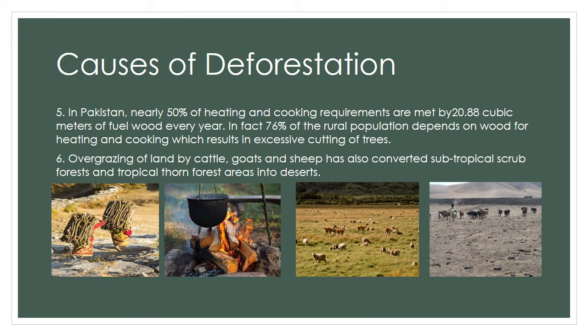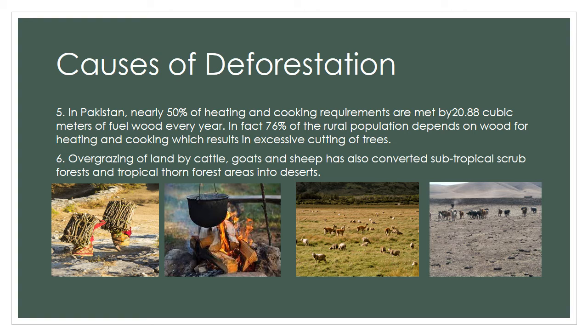In Pakistan, nearly 50% of heating and cooking requirements are met by 20.88 cubic meters of fuel wood every year. In fact, 76% of the rural population depends on wood for heating and cooking, which results in excessive cutting of trees. We know that in northern areas of Pakistan and many other areas, we do not have a natural gas supply. So people have to depend on forest wood for fuel purposes, and consumption is very high in this sector because the population of Pakistan is increasing day by day, and we are cutting forests recklessly to fulfill the need of the increasing population.